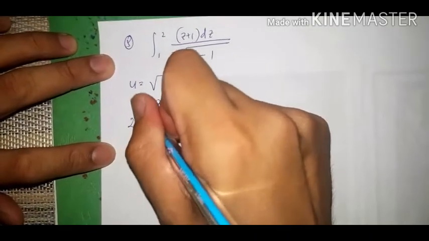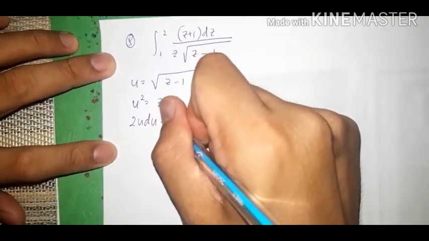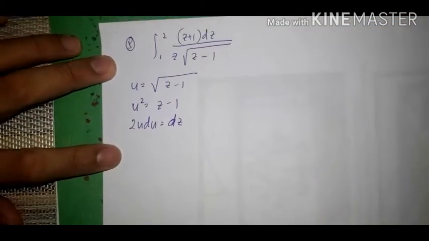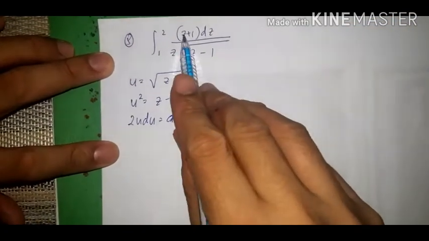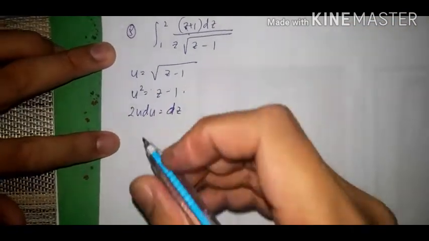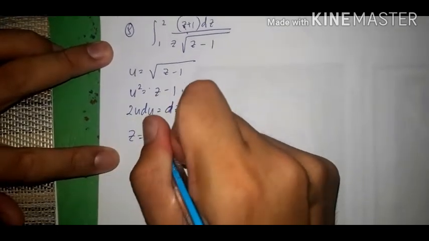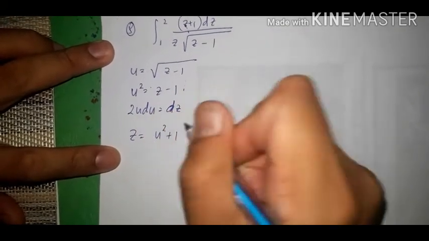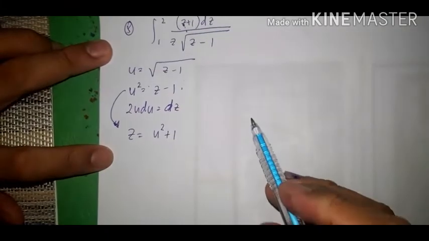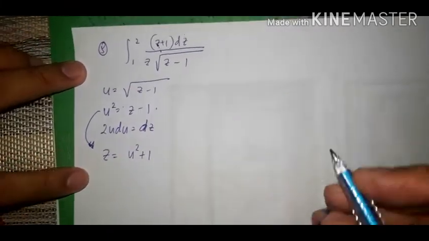So taking its derivative, 2u du is equal to dz. So I need z. So I need to transpose that negative 1. So z is equal to u square plus 1. So because I need to transpose that negative 1 on the left side of the equation.